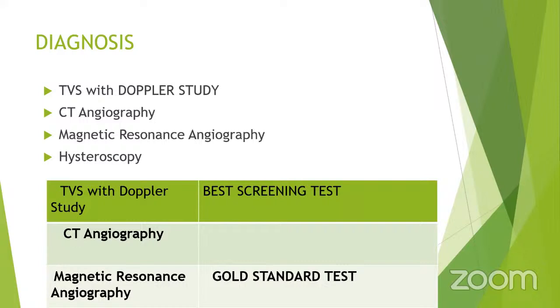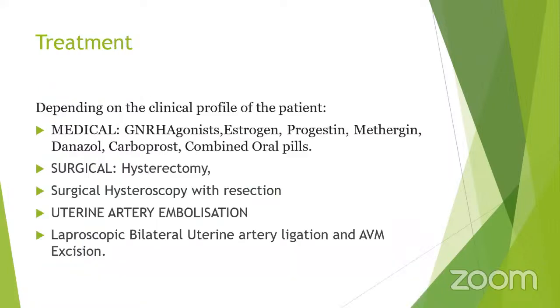Diagnosis is made with transvaginal scan with Doppler study, CT angiography, MR angiography, and hysteroscopy. Transvaginal scan with Doppler study has been considered the best screening test, and MR angiography the gold standard test. Coming to treatment, depending on the clinical profile, whether the patient is bleeding profusely or heavily, or depending upon the hemodynamic stability of the patient, the patient is treated either medically or surgically.